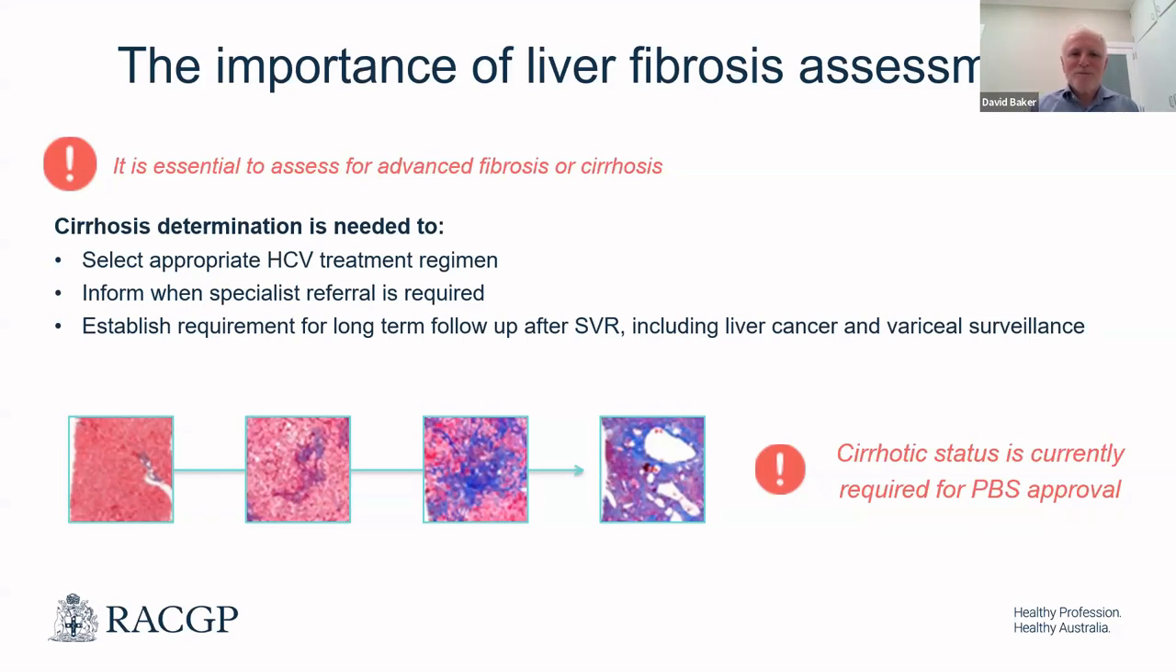Sure. Okay. So it's really important for us to assess the liver fibrosis before starting hepatitis C treatment, because the cirrhosis status can help us to select the most appropriate hep C treatment regimen, and also the duration of treatment. It informs when specialist referral is required, and establishes a requirement for long-term follow-up after cure, including surveillance for liver cancer and varices. And cirrhosis status is actually currently required for the PBS approval. Next slide, please.